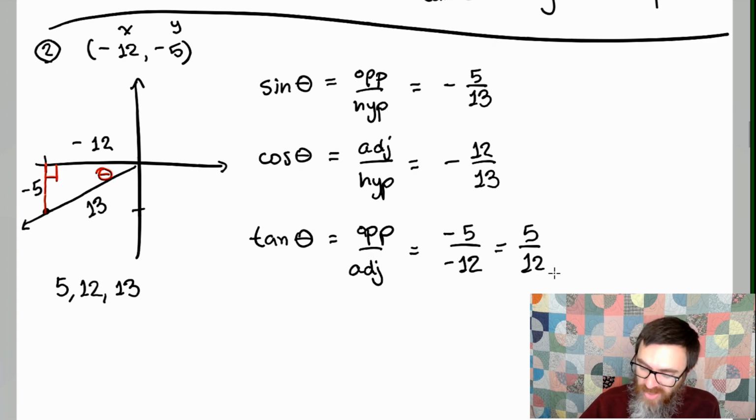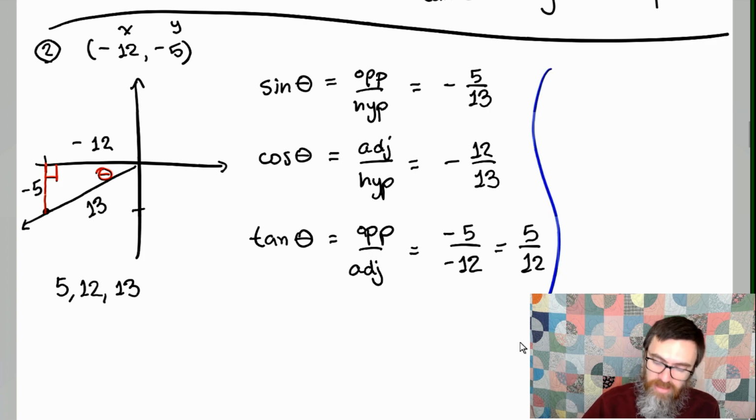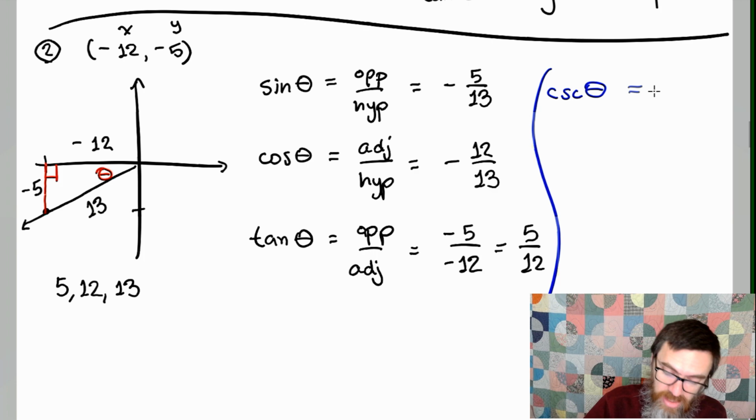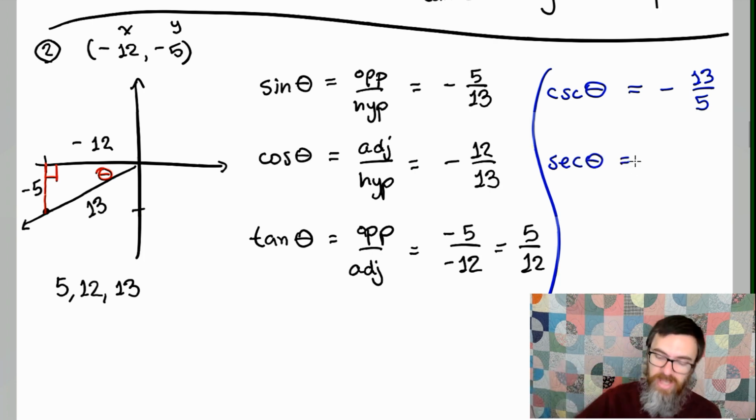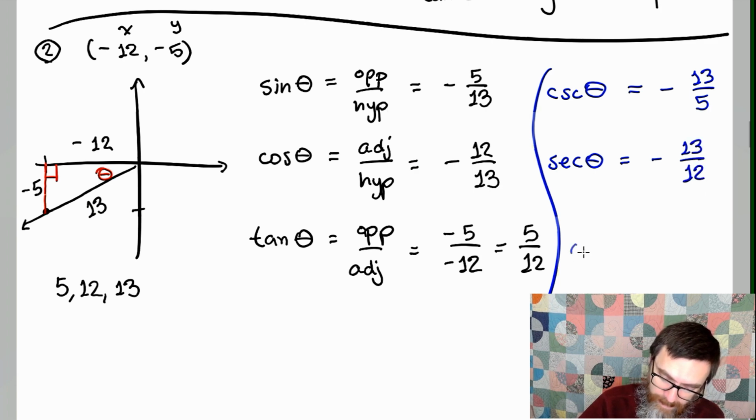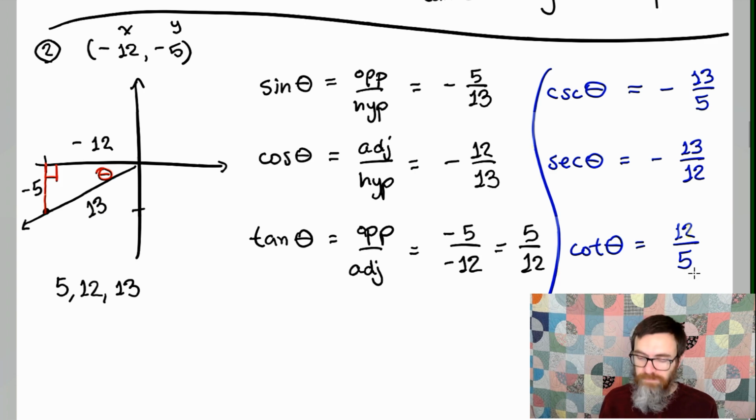All right. So now we're going to find their reciprocals. So the reciprocal of sine is cosecant. So take the fraction that you see and turn it over. So that's negative 13 over 5. The reciprocal of cosine is secant, so we're going to flip that over. So that's negative 13 over 12. And then the cotangent is the reciprocal of tangent. So flipping that over, we have 12 over 5.